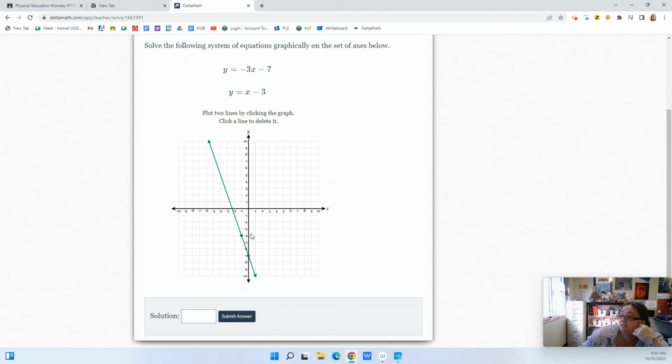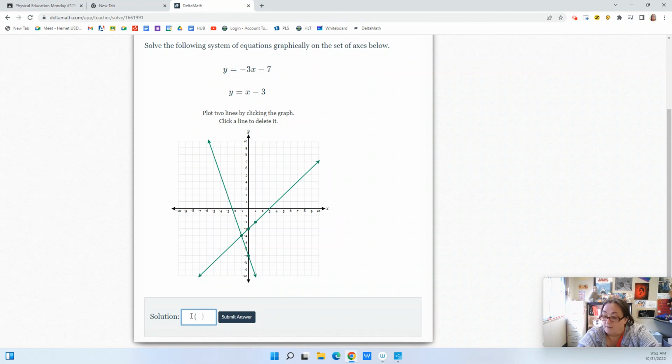So my next line we know is going to start at -3, and we have a slope of 1, so 1/1. And I've plotted both of those, and I can see that my solution is right here at -1, -4, and I'm going to plug that in. I need to put in the parentheses. -1, comma, -4. Always put your x in first.